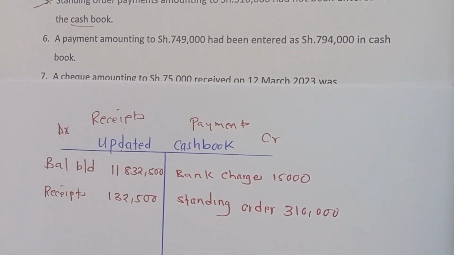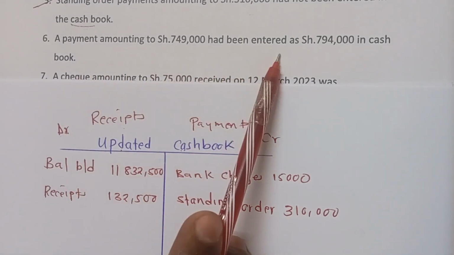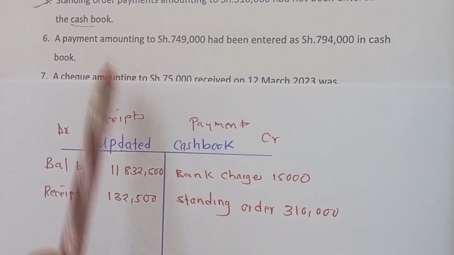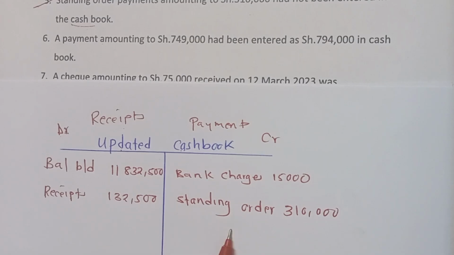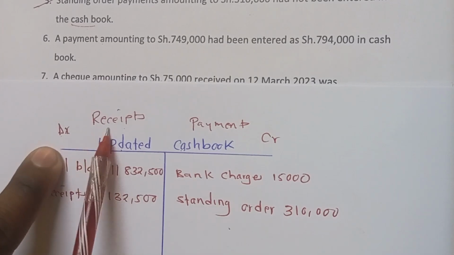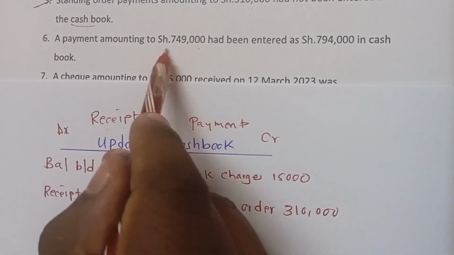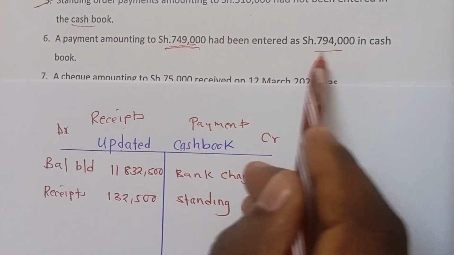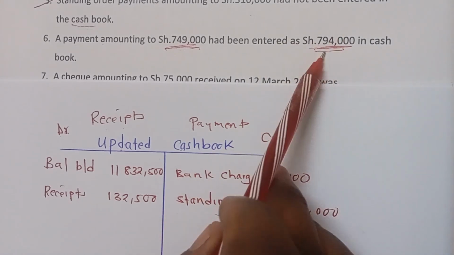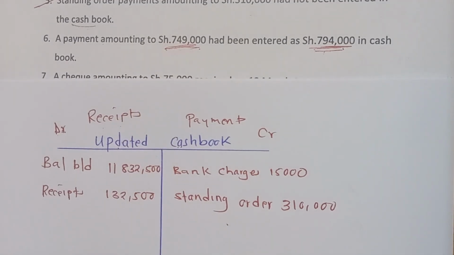We go to item number 6, and you are told that a payment of 749,000 had been entered as 794,000 in the cash book, meaning there is an error. This is a payment, and it was supposed to be captured on the credit side, because on the credit side we record the payments, but on the debit side we record the receipts. So this is an overstatement, because the person was supposed to record 749,000, but overstated by recording 794,000. So the difference is 794,000 minus 749,000, which amounts to 45,000 shillings.